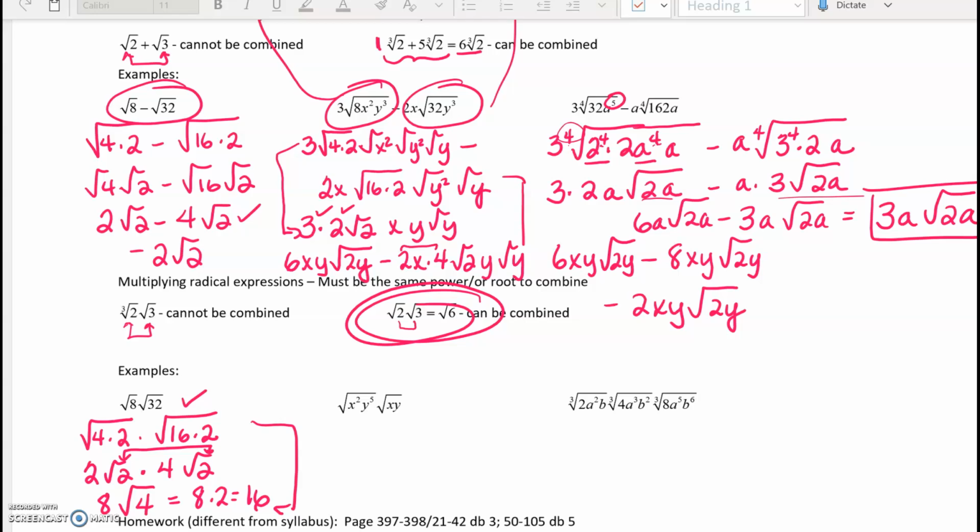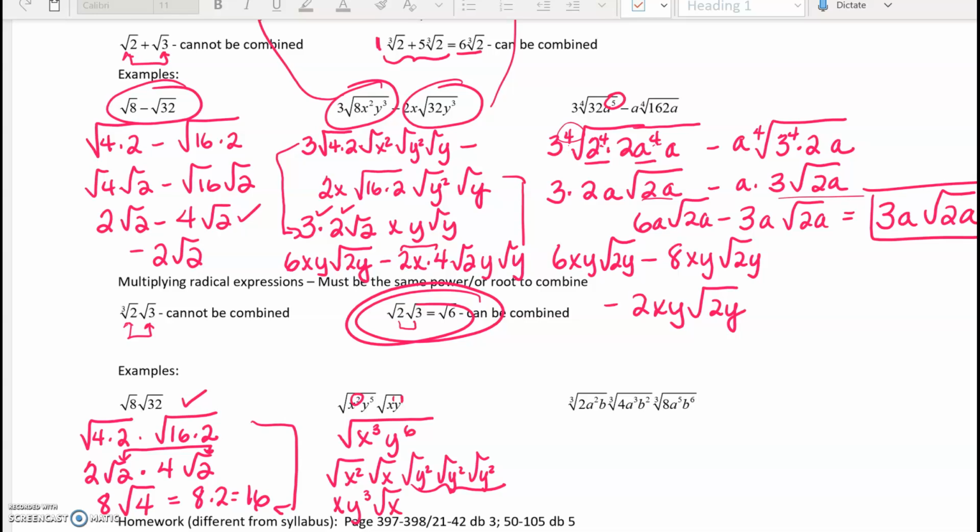When you're dealing with just variables, I think it's easier just to go ahead and combine them. You've got the square root of x to the second times x to the first, adding exponents is x cubed, and y to the fifth times y to the first, add those is y to the sixth. So you have the square root of x squared, the square root of x, and the square root of y to the sixth. So pulling out what we can, we have 1 x in front, 3 y's, with a square root of x left over.